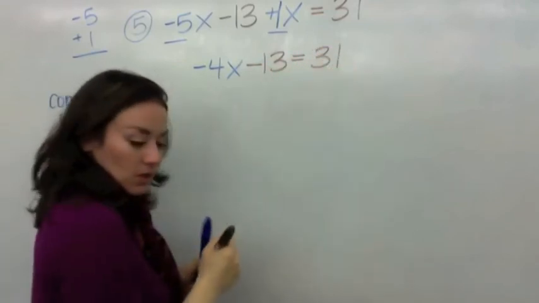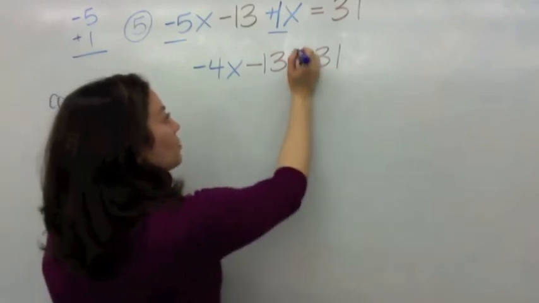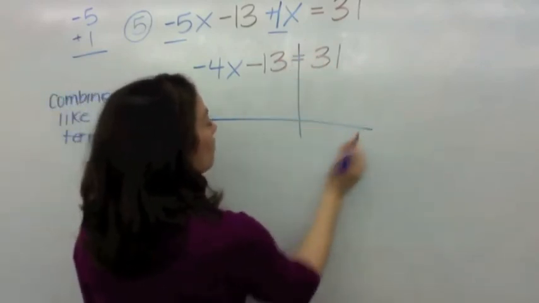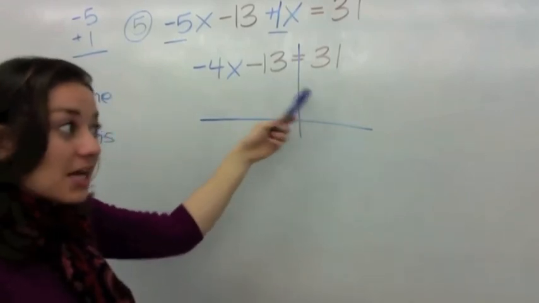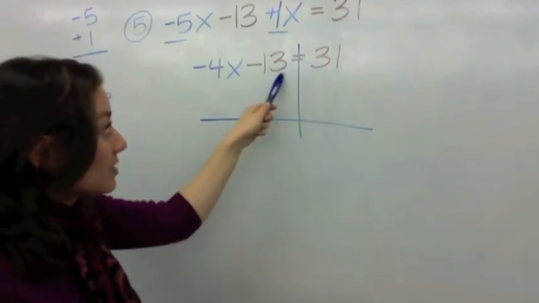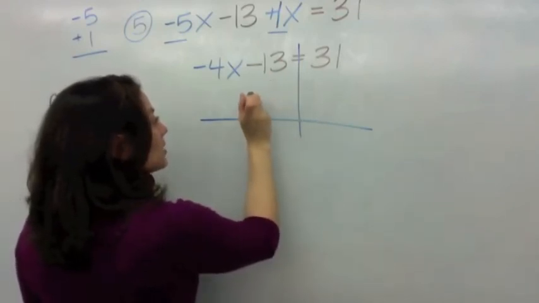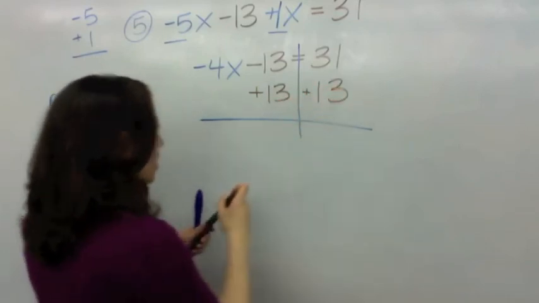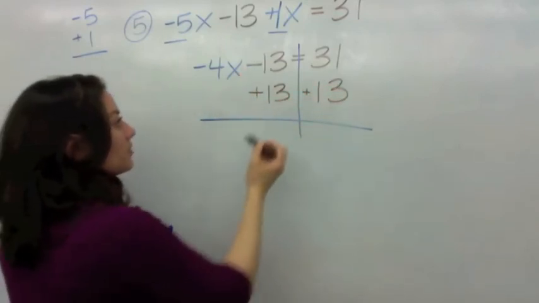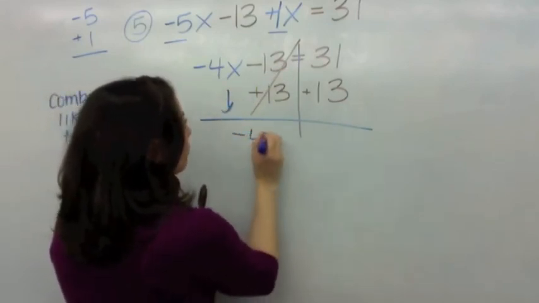Very nice. All right, so now that you have one linear term, 1x, you can solve for x. And how do you do that? Now you're actually going to combine the coefficients. That's what you're doing. These are like terms, aren't they? So what's the opposite of negative 13? It's positive 13. Very good. All right, negative 13 and positive 13 make 0. Bring down the negative 4x.